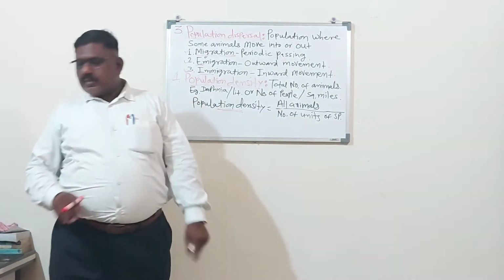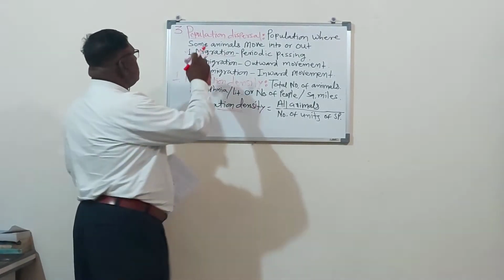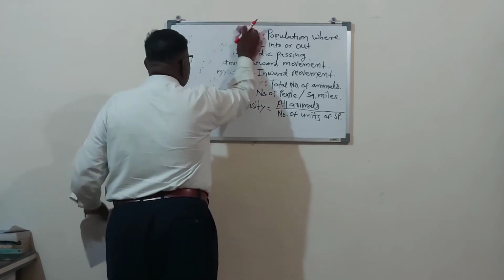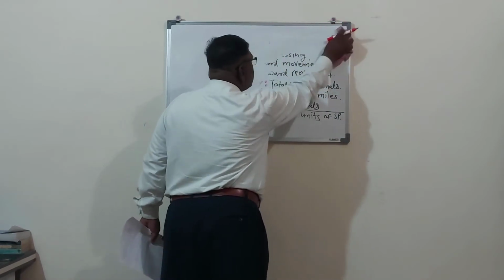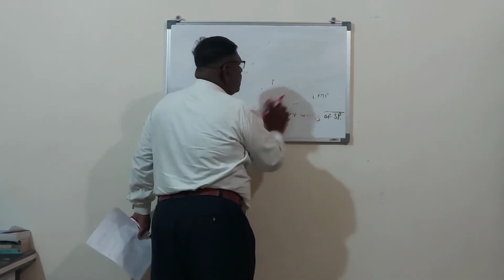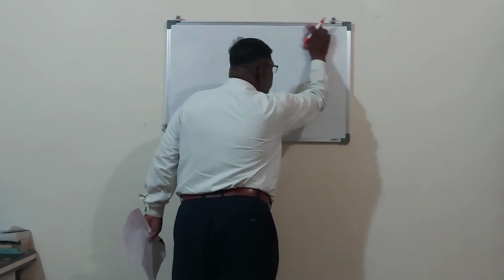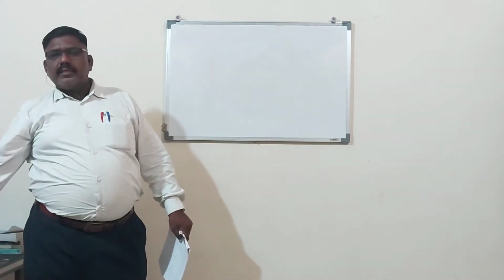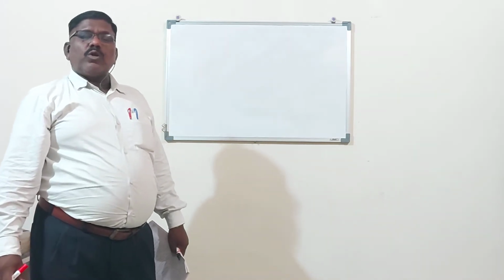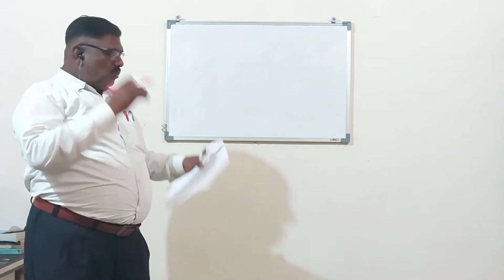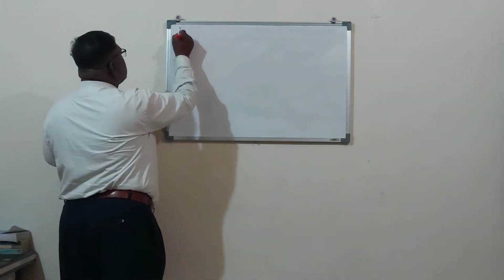Now we will study the third type of the population characteristics, that is the age distribution. Remember, we are studying population ecology. In population ecology we are studying the characteristics of the population. First character is natality, second is mortality, third is population dispersal, fourth is population density, and now we are studying the fifth character, that is the age distribution.